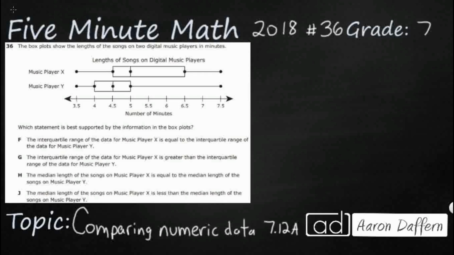Today we are looking at the 7th grade concept of comparing numeric data. This is standard 7.12a in the great state of Texas, and we are using item number 36 off the 2018 released STAAR test. If you have not done so already, please go ahead and take a moment to pause the video, work this problem out on your own, unpause it, and we will look at our answers together.